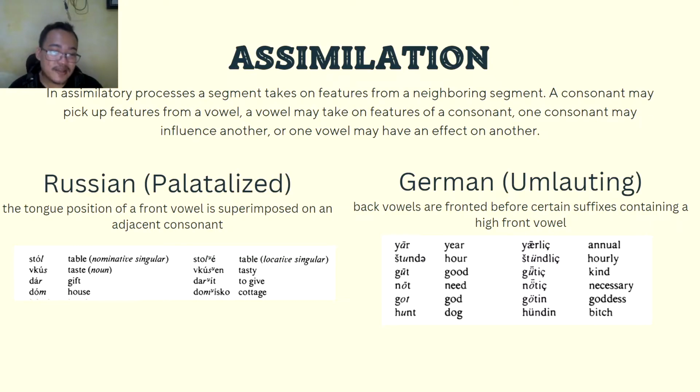As you can see, there are two examples, from the Russian language and the German language. The Russian uses palatalization, which means the tongue position of a front vowel is superimposed on an adjacent consonant. Meanwhile, the German is called umlauting, where back vowels are fronted before certain suffixes containing a high front vowel.